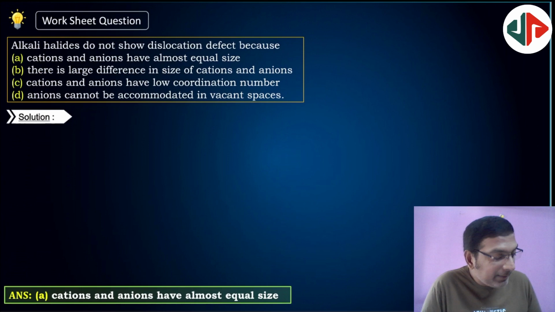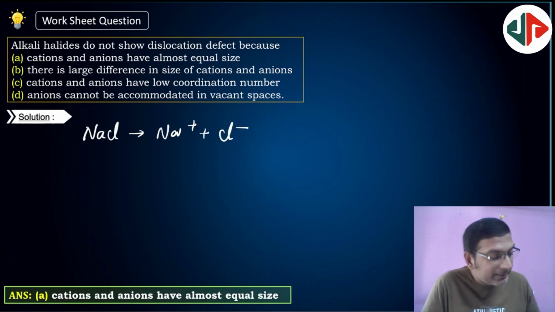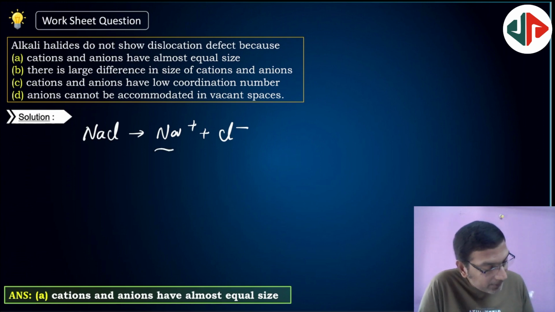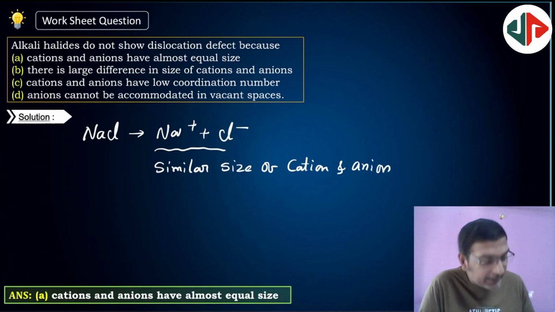So, alkali metal halides do not show dislocation defect, because alkali metal halides means we can take it as NaCl. Here cation Na+, anion Cl-. They do not show dislocation defect due to ions having similar size of cation and anion.